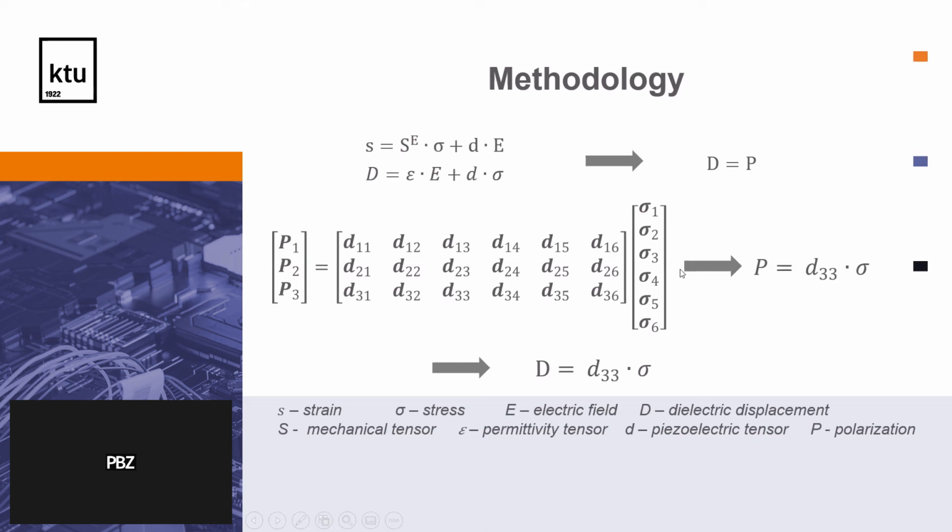But the only non-zero elements of this piezoelectric constant matrix are d31, d33, also d51. While we only use the 33 mode in energy harvesting, therefore we can get this equation: P equals d33 multiplied by the stress sigma. For now, we can evaluate the polarization using the parameter d33 as long as we keep the stress constant.